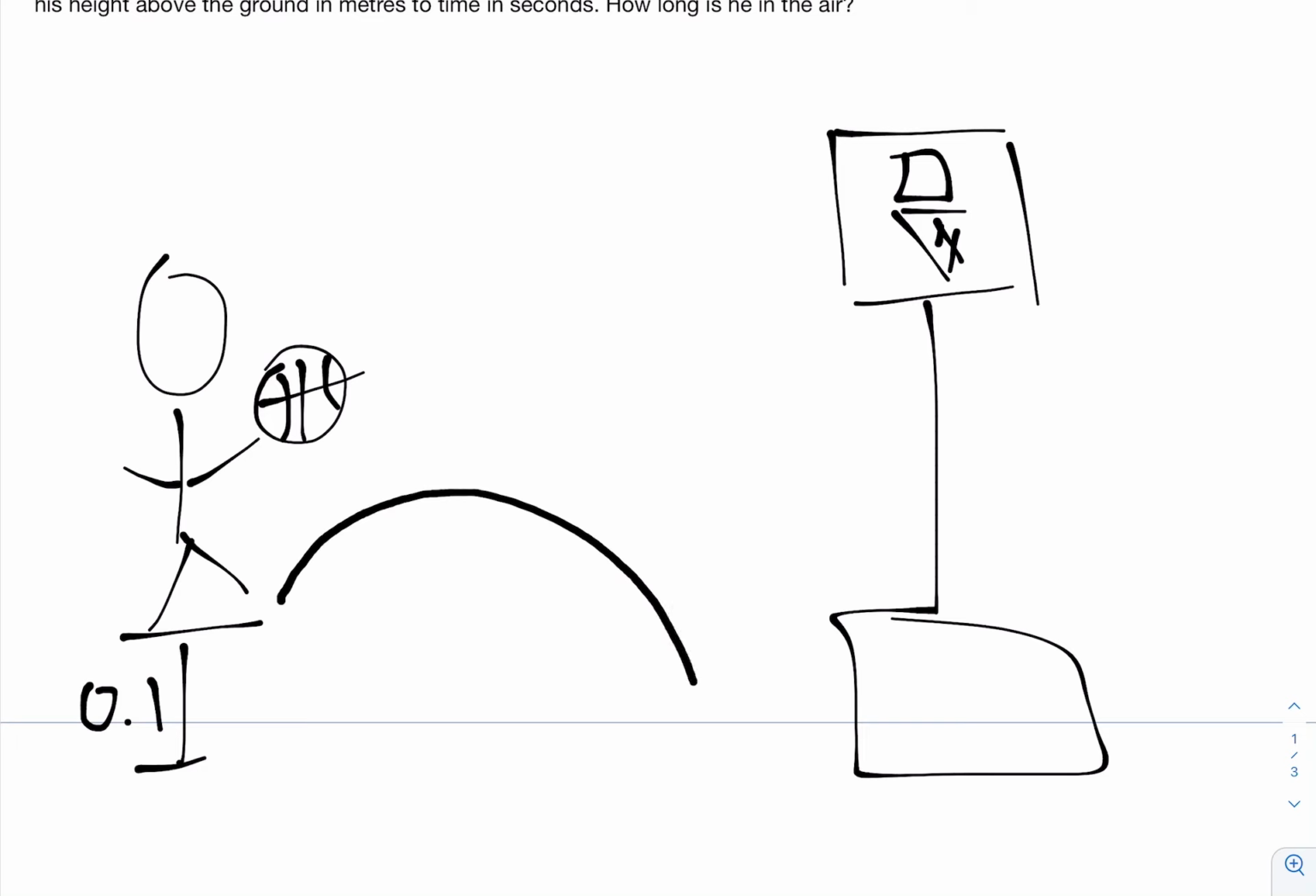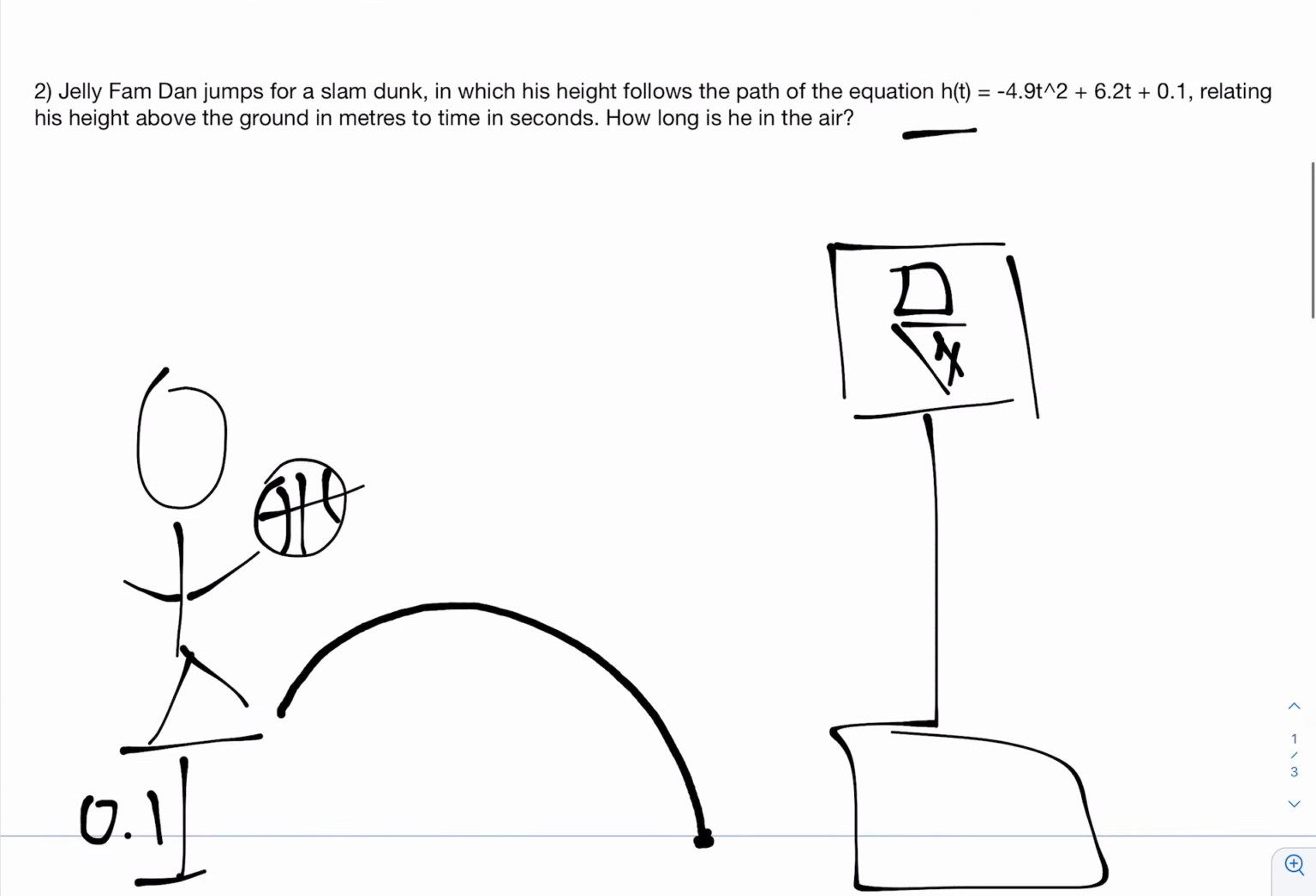Obviously he's missing because I'm blocking that, throwing it into the third row. But again, that's beside the point. So he's jumping up, he's hitting the ground, and boom, this is where he hits the ground, right here. So that's where his height is 0. That's where h of t equals 0.